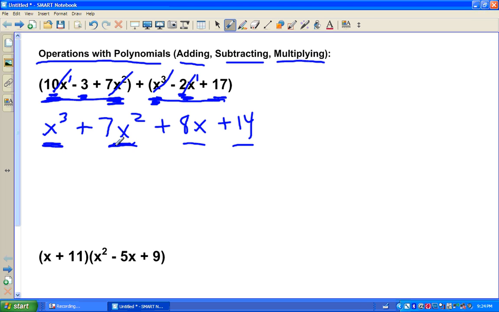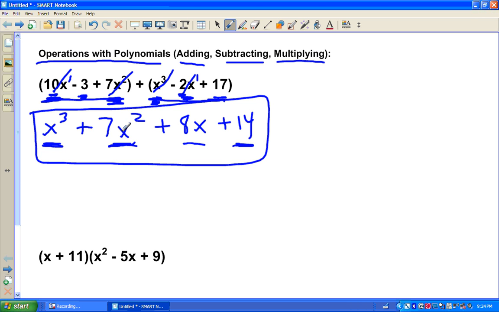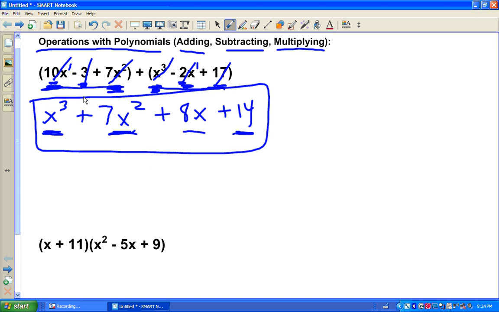But you can't add x cubed to x squared terms, nor can you add constants to that as well. Okay, so there's your answer for the first one right there. No way to simplify that further. You're done. Okay, cross this out if that helps you. Now down here, let's scroll down a little bit here.